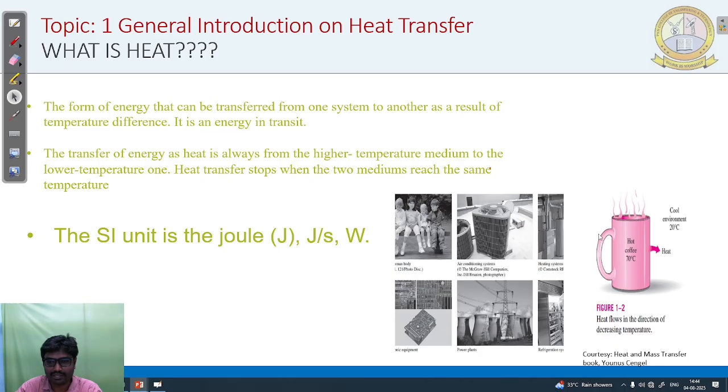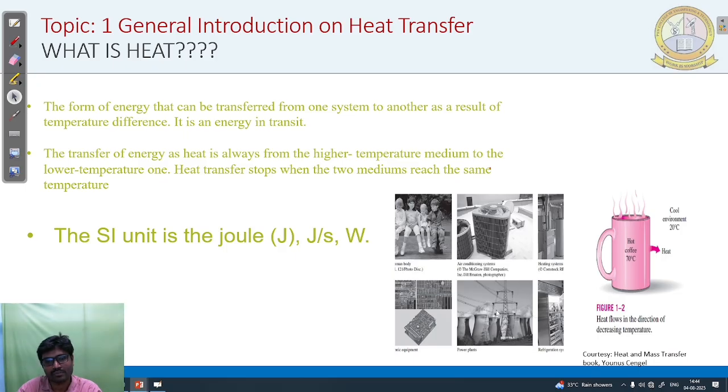So as I mentioned, heat always flows from higher temperature to lower temperature until it reaches the equilibrium condition. Similar examples or applications we can see in different cases: in the human body, heat flows from the body to the environment, and in air conditioning systems, electronic equipment, heating systems, and power plants.